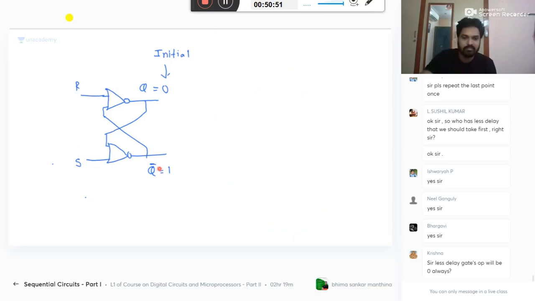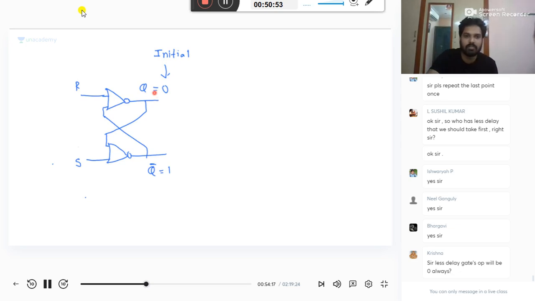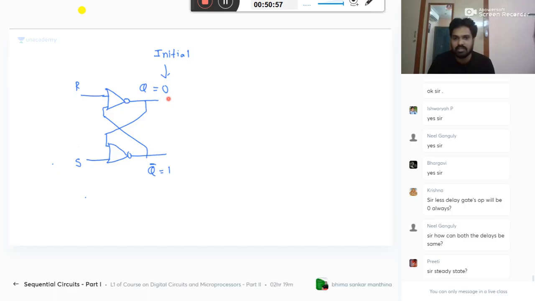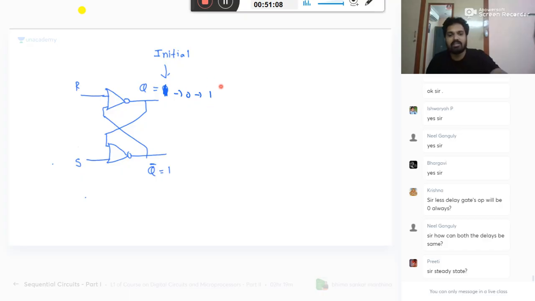Same story again: S equal to 0, R equal to 0. Steady state means the final value. Priti, the in-between hazards we discussed, it may change to 0 and come back to 1. So whatever you are getting at the end is called the steady state.